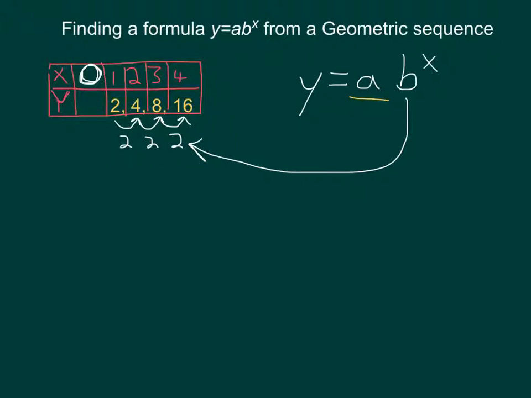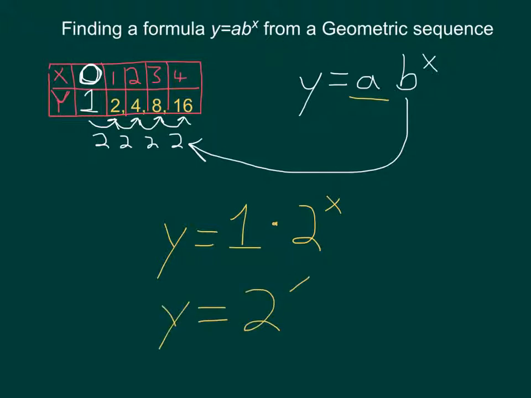Well, what number can I multiply by 2 to get 2? Well, in this case, it's just 1, because 1 times 2 equals 2. So if I plug that into my formula, I get y equals 1 times 2 to the x. And because 1 times anything is just itself, we say y equals 2 to the x.